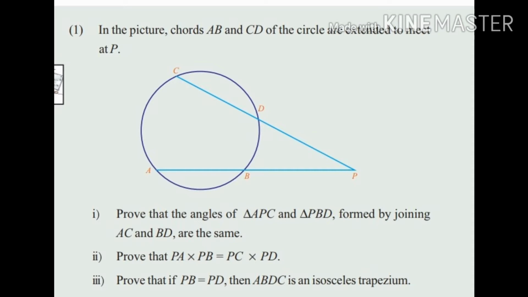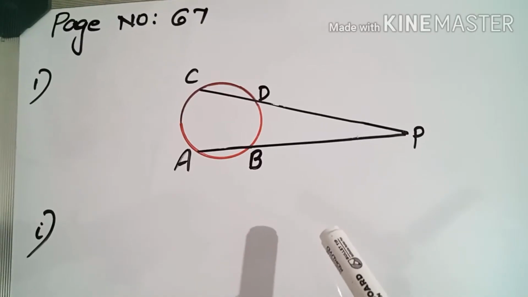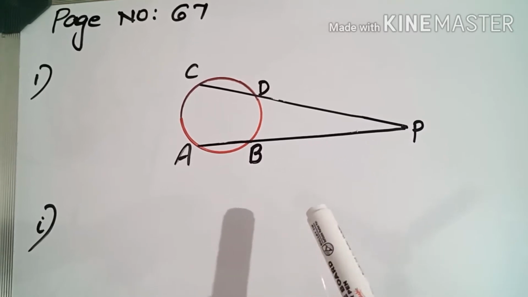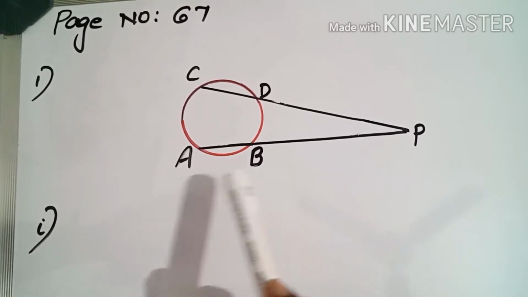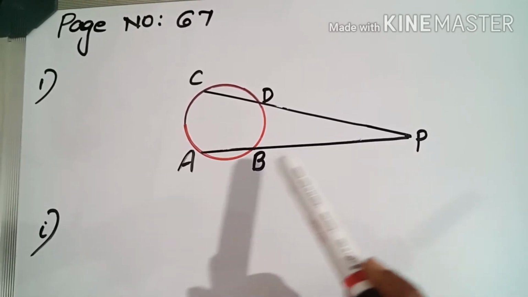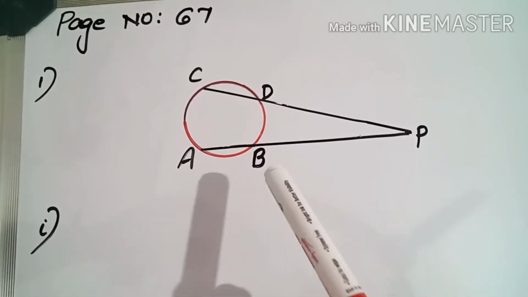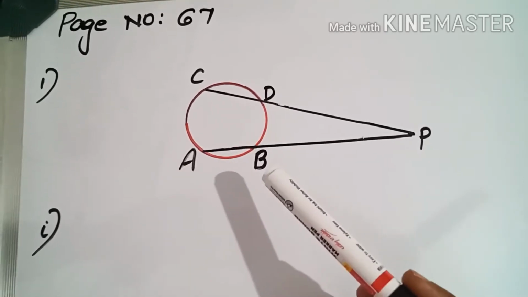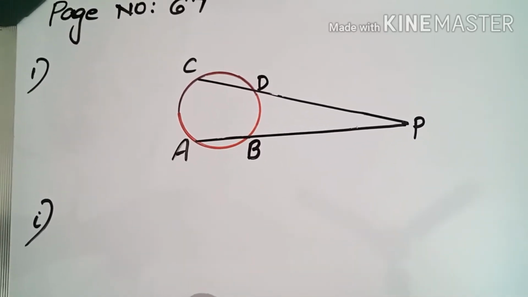That is the first sub-question. Two more sub-questions are there. Let's do the first sub-question. Before that, let's draw the rough figure. In this question, our first sub-question is, prove that the triangles APC and triangle PBD formed by joining CA and DB have the same angles. That is the first sub-question.